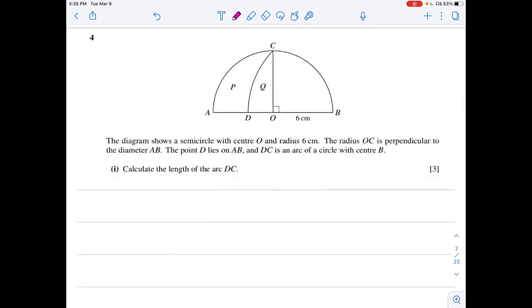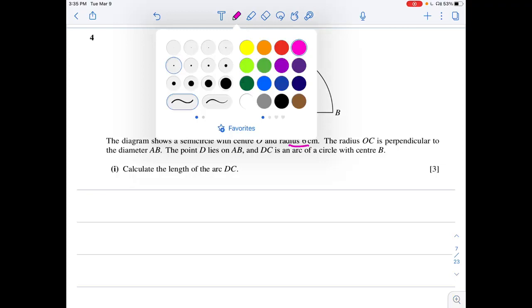So coming to question number 4. The diagram shows a semicircle with center O and radius 6 centimeters. So CO is also 6 centimeters. The radius OC is perpendicular to the diameter AB. D lies on AB, and DC is an arc of a circle with center B. So DC is an arc of a circle.